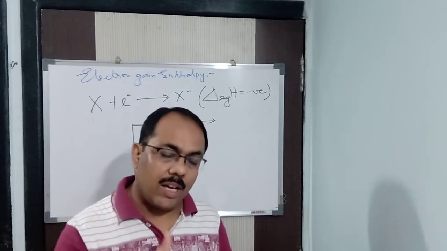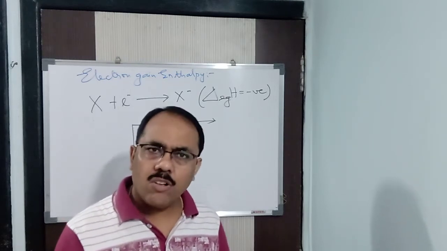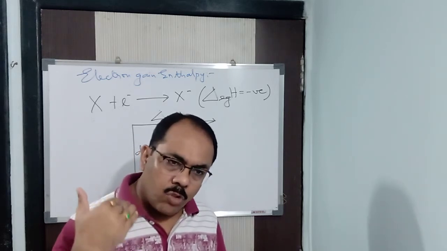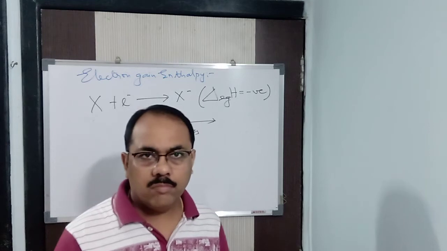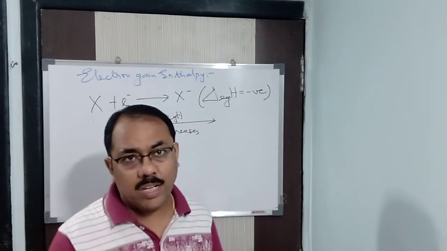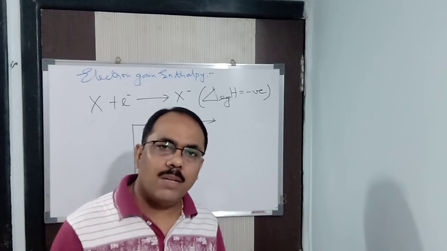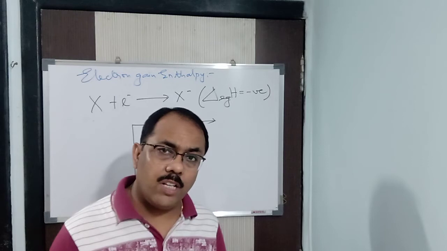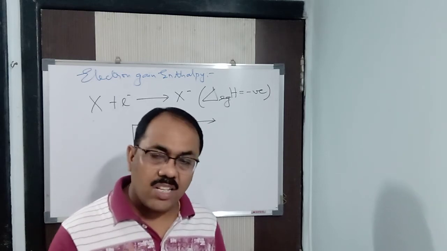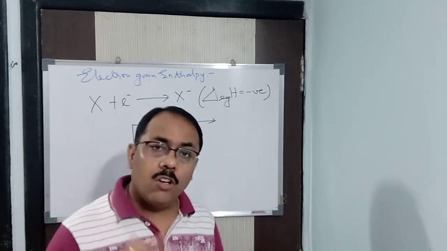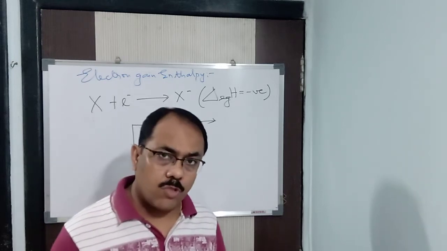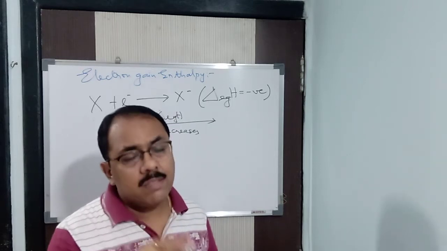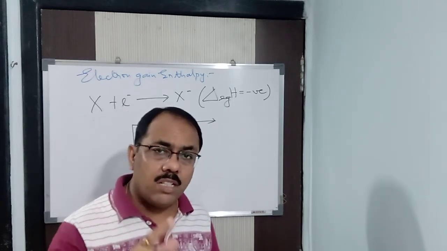Now when you are moving across the period, the number of electrons in the outermost shell is increasing. When you go to group 17, how many electrons are in the outermost shell? 7 electrons. So to become stable, how many more electrons are required? Just one more. Group 16 has 6 electrons in the outermost shell, so it requires 2 more. Group 15 has 5 electrons, so it requires 3 more.